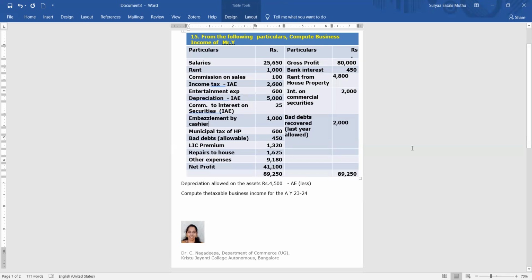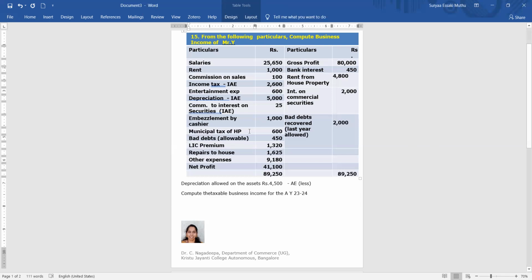Next is embezzlement by cashier. That means the cashier has taken some money and gone away. Any theft or anything that happens within the business premises will be admissible. So this is an admissible expense. This is an admissible loss.